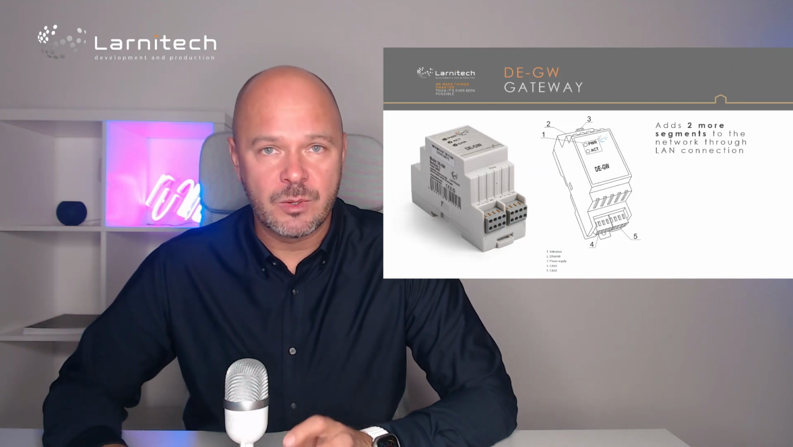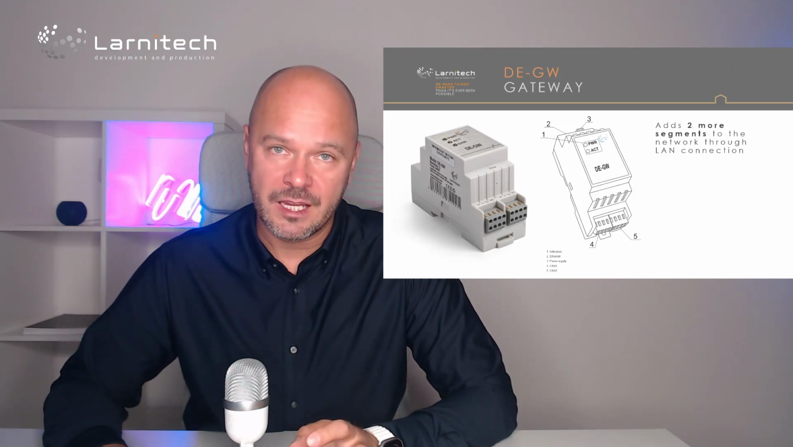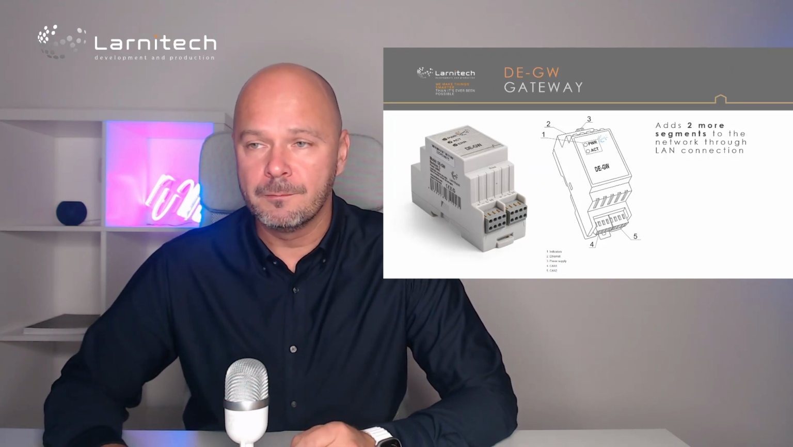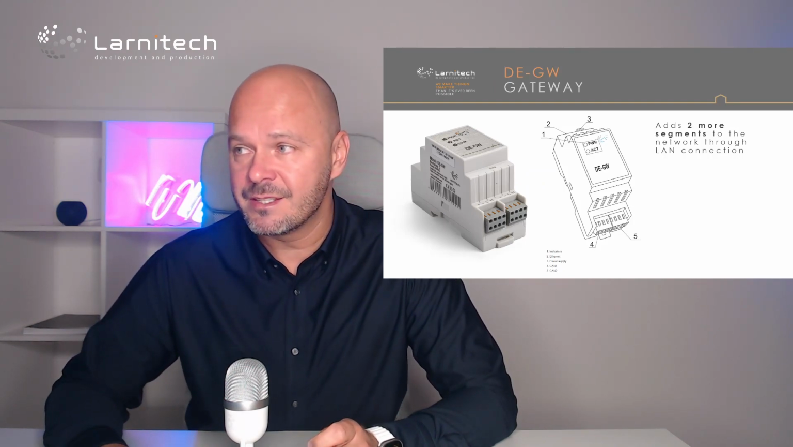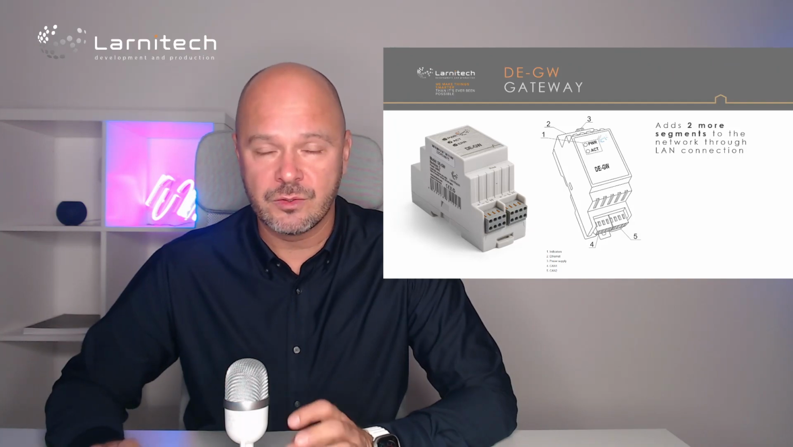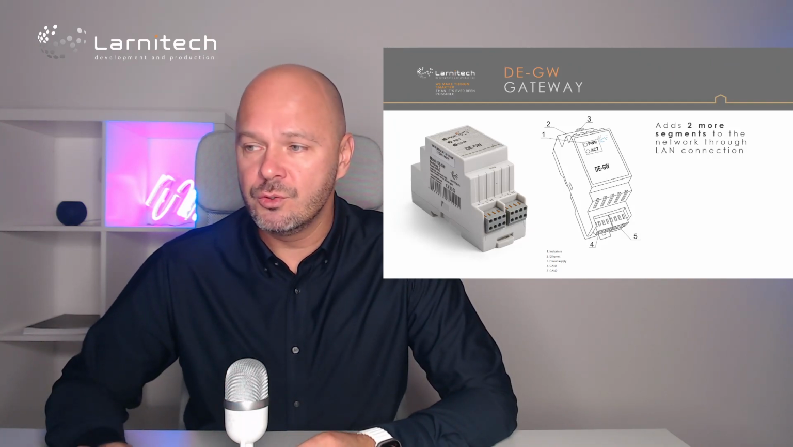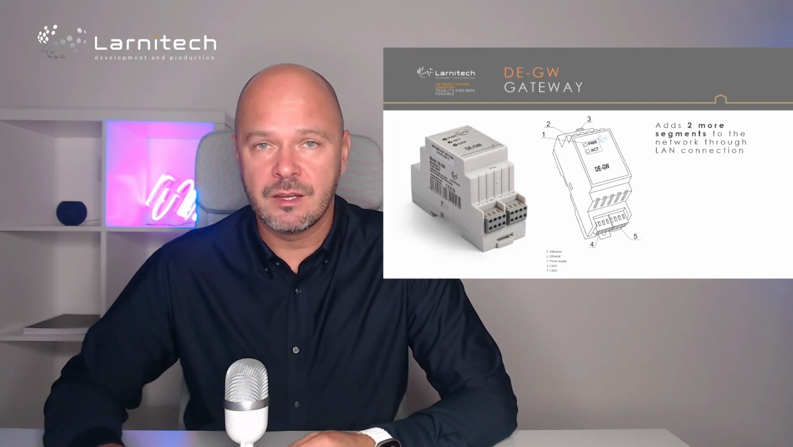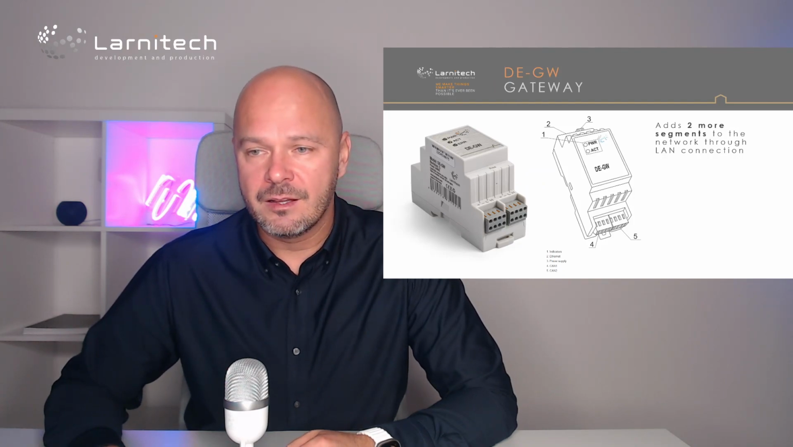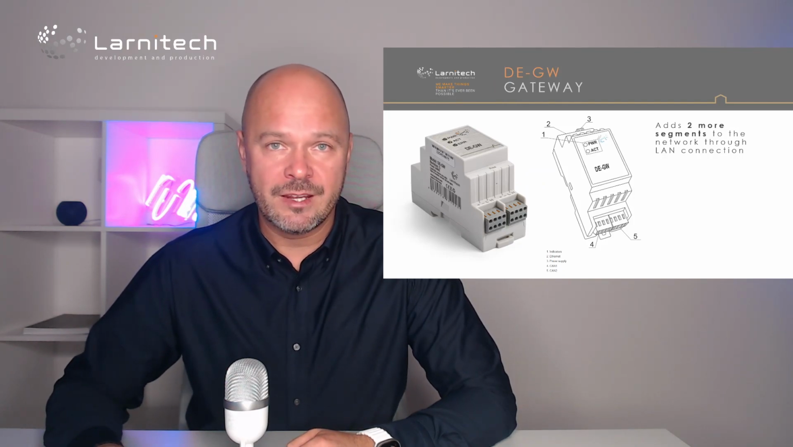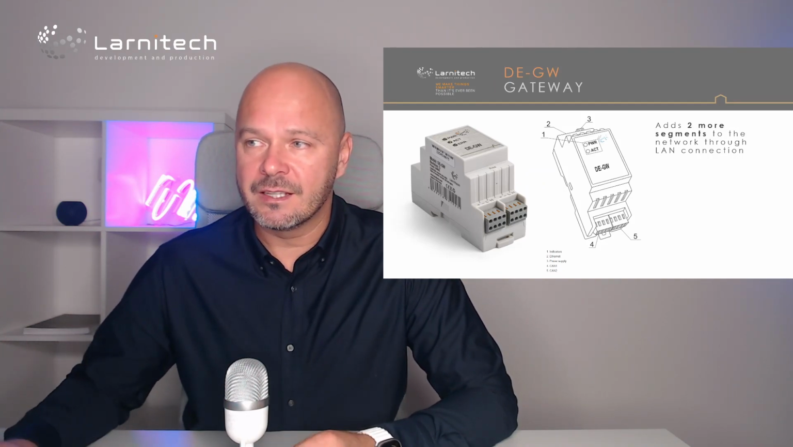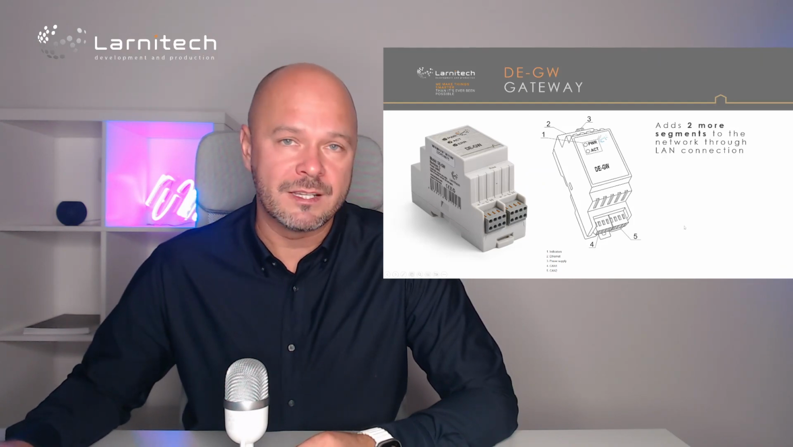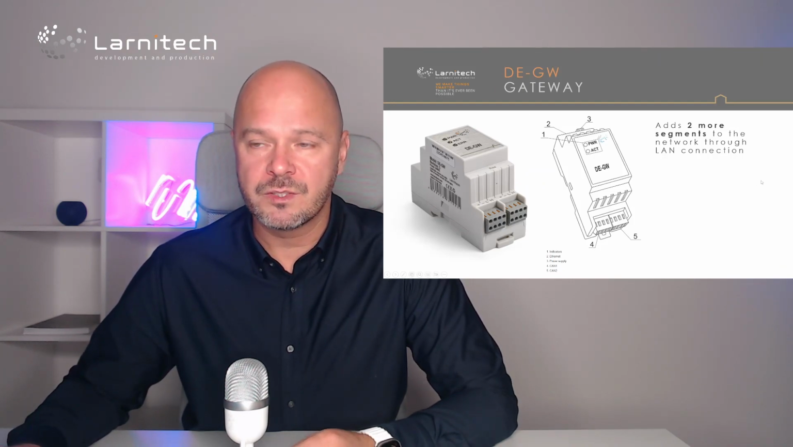The last gateway is just a normal gateway, not main, and it is used to connect additional buses to the network, to the system. So 2 more buses if you need, and you have the local area network connection, LAN, with Ethernet. Then you connect the Ethernet and you have 2 more buses. So this is what it is used for.